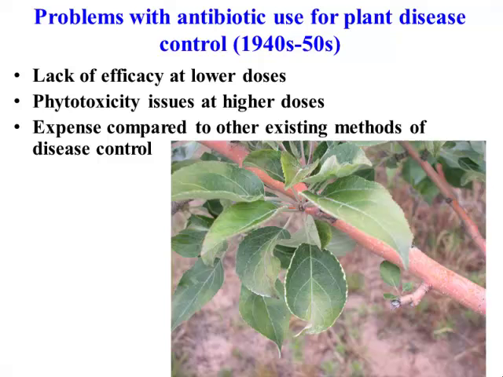Now, some of the problems that were noted at the time and that limited use of antibiotics, besides efficacy issues, was a lack of efficacy at lower doses, and then some phytotoxicity problems. And this is an apple tree here showing a streptomycin injury on the leaf with the yellow ring around the outside of the leaf. That's streptomycin phytotoxicity. There were worse phytotoxicity symptoms seen, some leading to plant defoliation, which is a huge issue, has a strong effect on yield. And then the expense of these antibiotics at the time was thought to be too high compared to other existing methods of disease control. And so that also limited the incorporation of antibiotics into plant agriculture.